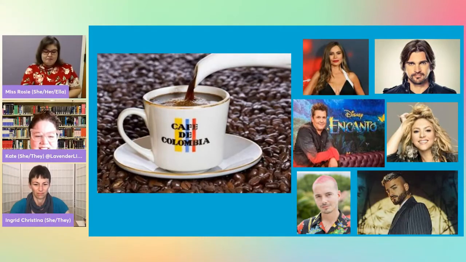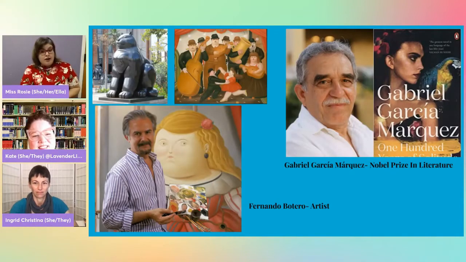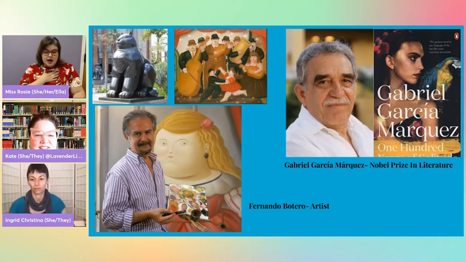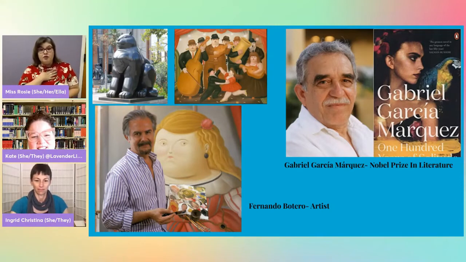Okay, next slide. We also have famous artists like Fernando Botero, who is globally known for his very distinct art style. He likes to draw everything big. He's one of my favorite artists. And next we have the winner of the Nobel Prize in Literature, Gabriel Garcia Marquez, who wrote One Hundred Years of Solitude and Love in the Time of Cholera. So they are also very important to the cultural background of Colombia.